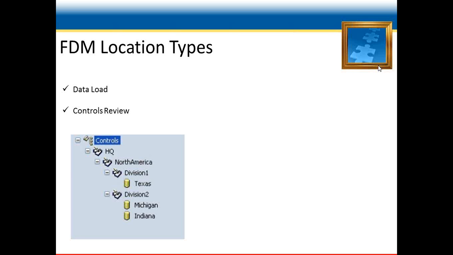Now control review location type. Location assignment is only to financial control. No data is loaded to or from a control review location. Within the control structure, control review locations are typically parent. As you can see on the screen, Division 1, Division 2, North America, HQ, these are control review.